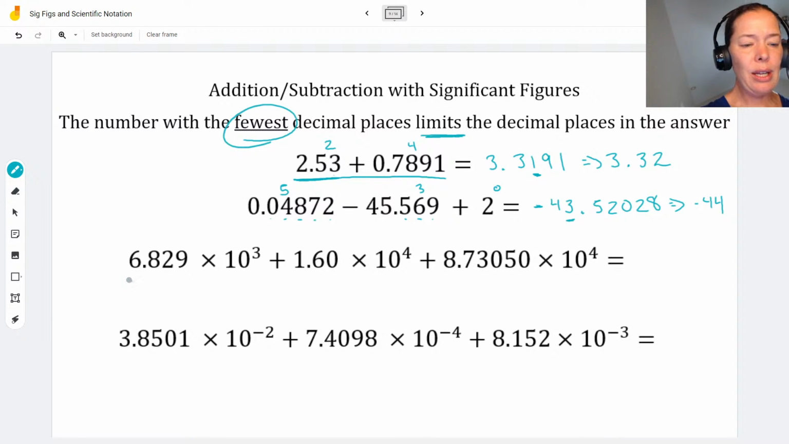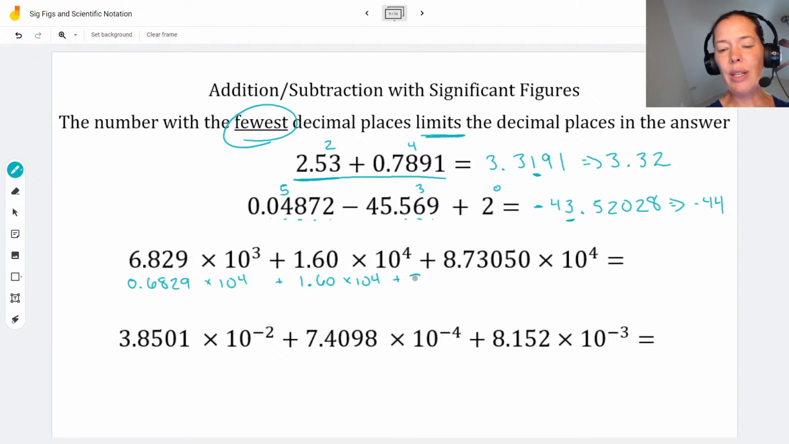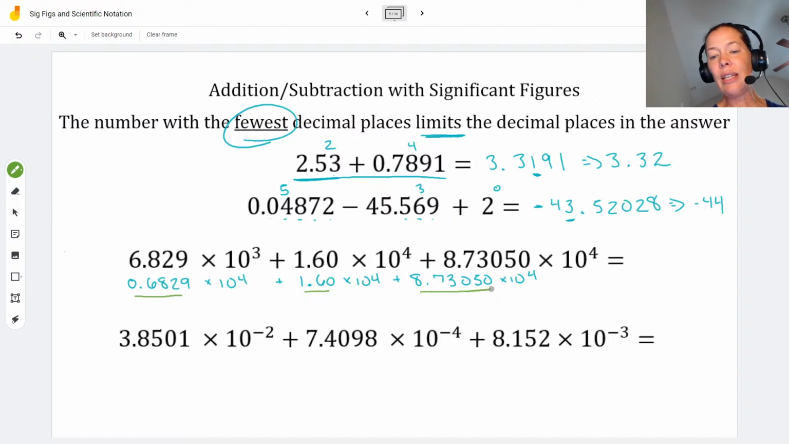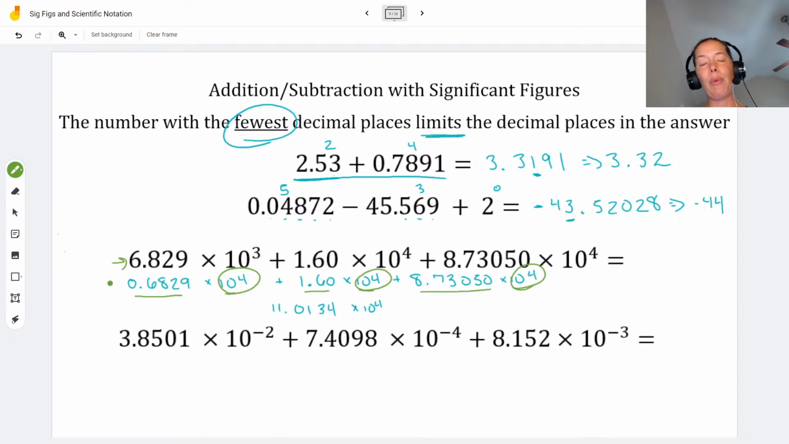So that means my first number is going to be 0.6829 times 10 to the fourth. And of course, these stay exactly the same. Once your exponent is the same for all of your numbers, times 10 to the fourth, in terms of putting it in your calculator, you can just add these numbers right here and make it times 10 to the fourth. So if I add 0.6829 plus 1.6 plus 8.73050, then I am going to get 11.0134. And then I just tack on my times 10 to the fourth. Again, because the times 10 to the fourth is the same for all of these numbers, but I had to convert this one into that proper notation first.